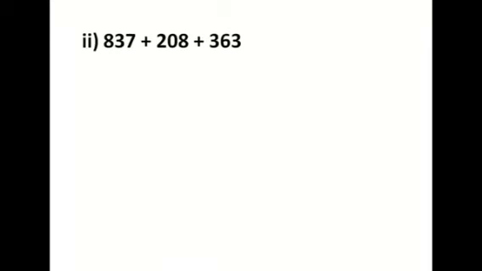Copy the next sum. 837 plus 208 plus 363. You have to rearrange them and then find out the sum. So which two we can take and carry on our sum? You can take 837 and 363 because we have to choose according to their units place. After doing the sum, we should get in terms of tens. Yes, so please write it. So we can arrange them like this: 837 plus 363 together and then 208.